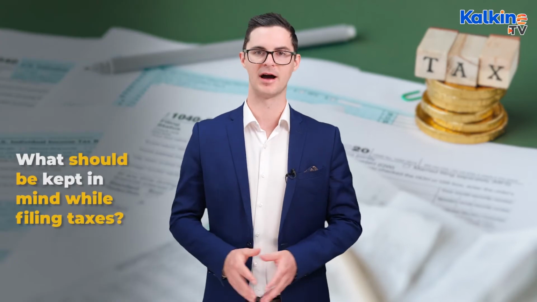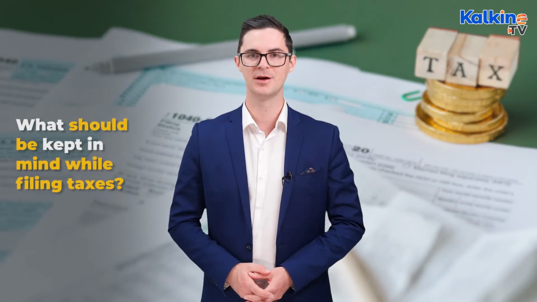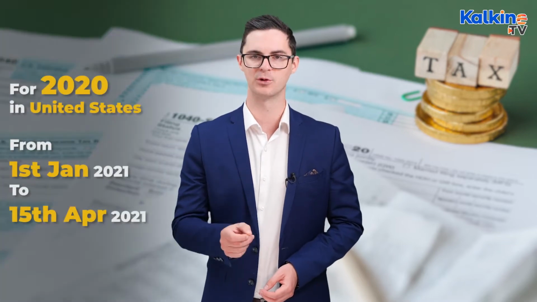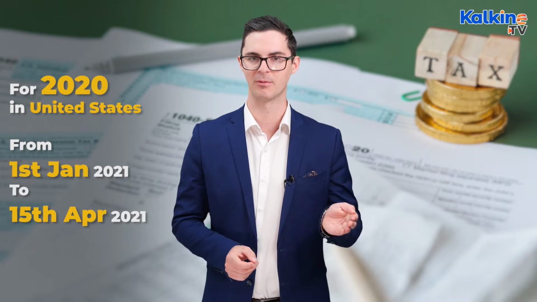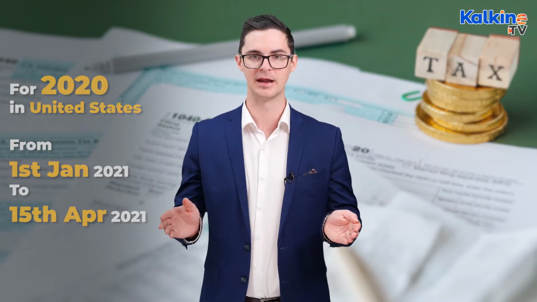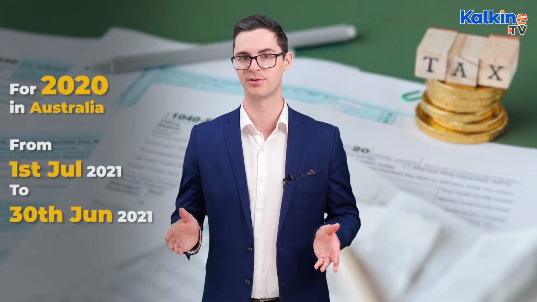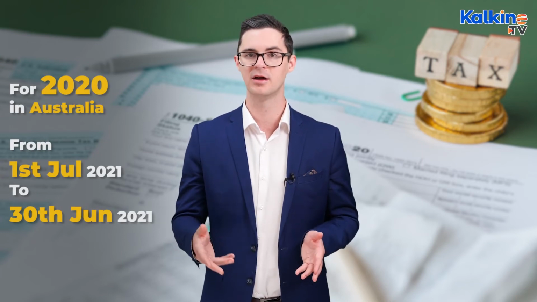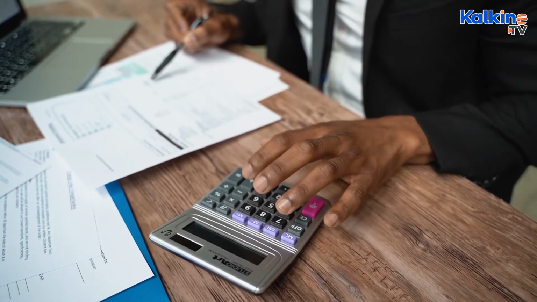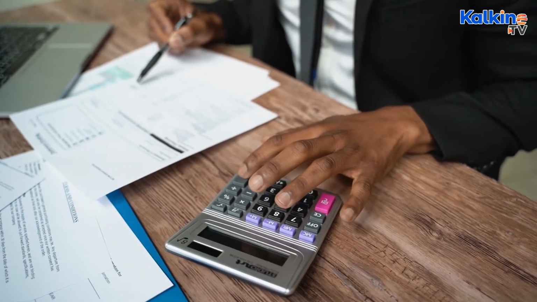What should be kept in mind when filing taxes? First and foremost, you need to know when the tax season starts. In America, it's usually the first few months of the year between January 1 and April 15. And for Australians, for example, the taxable period is between July 1 and June 30, which means when July comes around, you can lodge and claim your tax returns. On some occasions, the government also extends the date to file taxes.